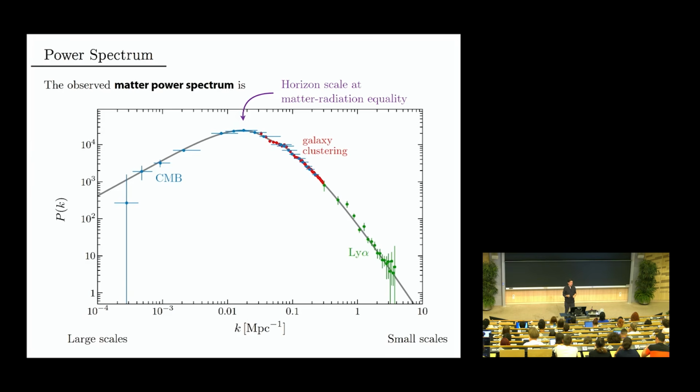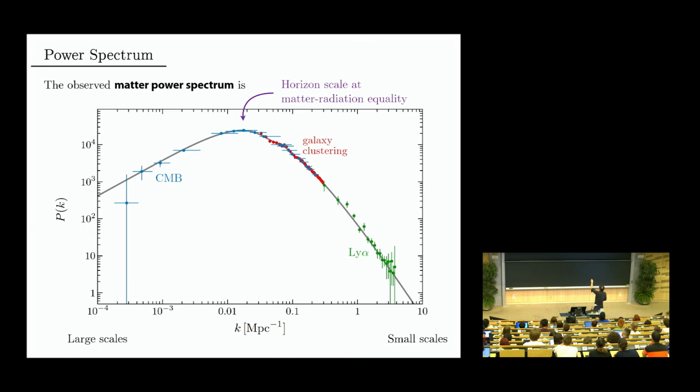Basically it's the dark matter distribution. There are different tracers for doing that. On the larger scales, you use the cosmic microwave background to tell you how the dark matter is clustered. On shorter distances, you use galaxy clustering, and on the very shortest distances, you use something called Lyman alpha fluctuations. And as you can see, it actually has a relatively simple shape.